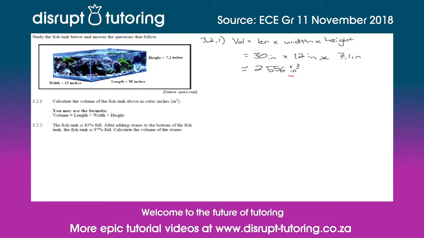So remember, if you look at our units, it's an inch times an inch times an inch, so that's 3 of them. So it's cubic inches, and that's how you write it. You could also rewrite it as inches cubed, but the shorthand for inches is just an IN. So that's the answer for the first question.